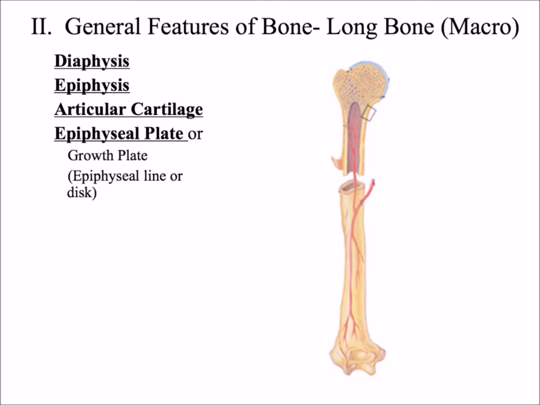The next structure is called the medullary cavity. The medullary cavity is this hollow chamber that runs the length of the diaphysis. Within the medullary cavity is where you'll find a substance called red bone marrow.